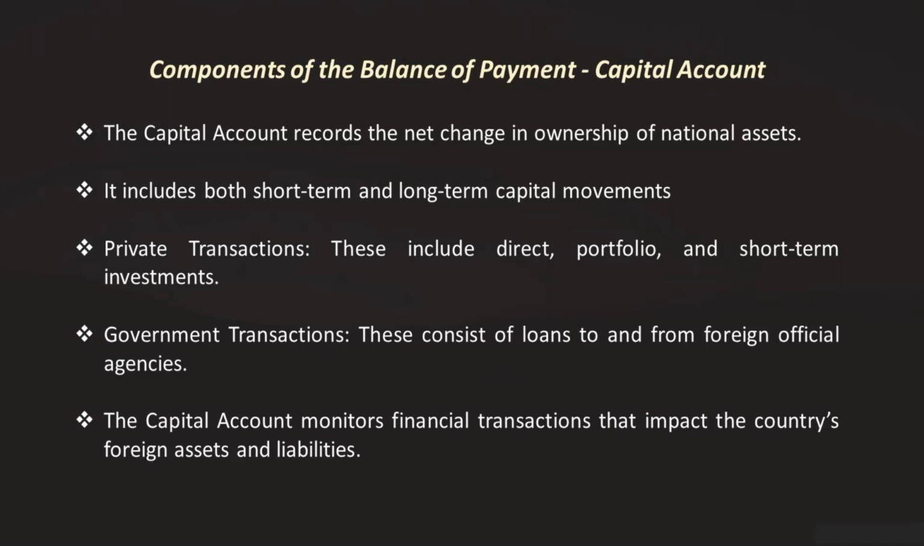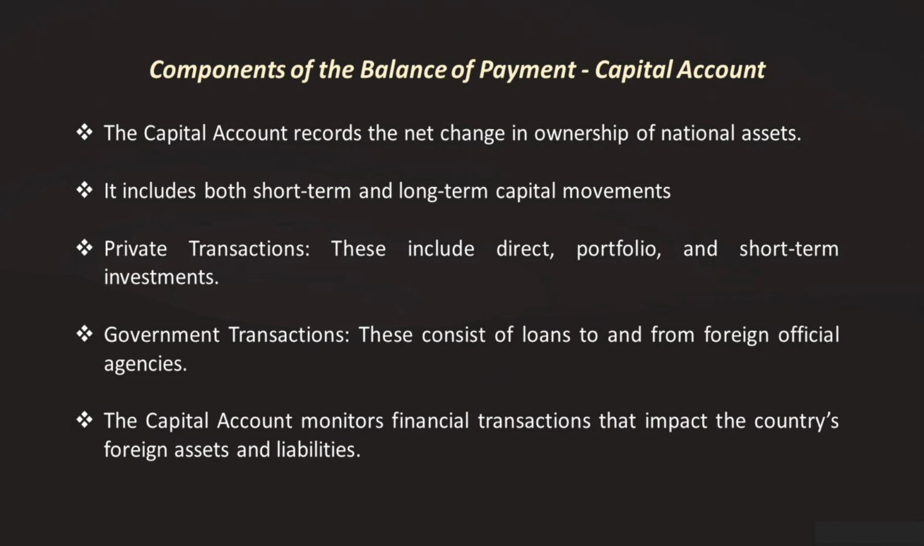Now, when we are talking about the capital account, it basically includes both private and government transactions. So, what are the private transactions? Private transactions basically include direct investment, portfolio investment and short term investment. Now, what is a government transaction? Government transactions basically consist of loans to and from foreign official agencies. So, capital can come from both private institutions as well as government institutions.